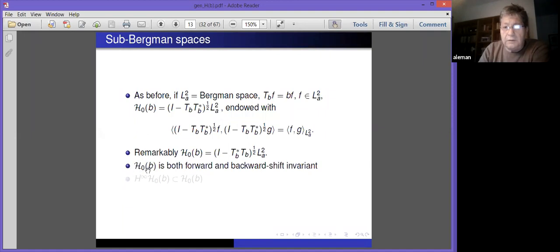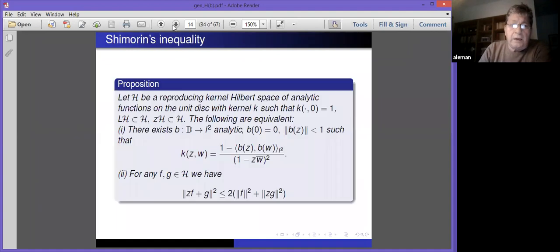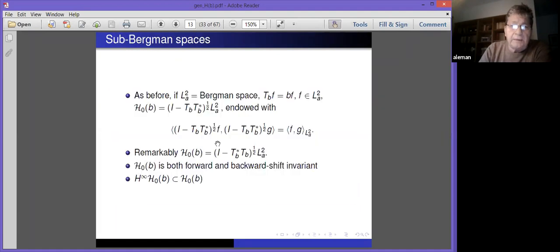Then this H0 of B is both forward and backward shift invariant. And the multipliers are H infinity. Any bounded analytic function will multiply H0 B into itself, which is in some sense saying that, yes, this is a fairly big space.